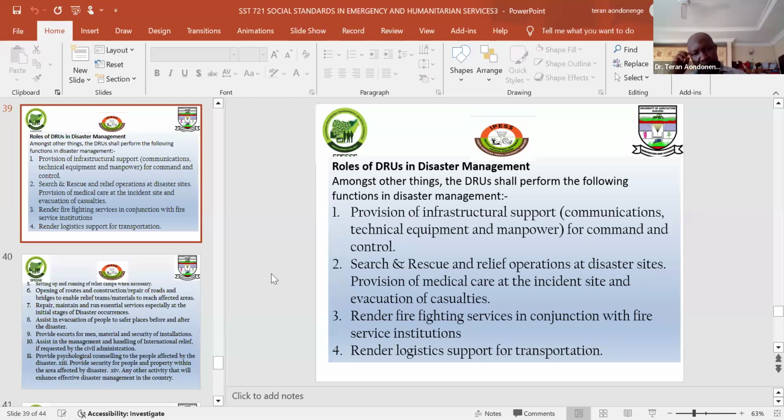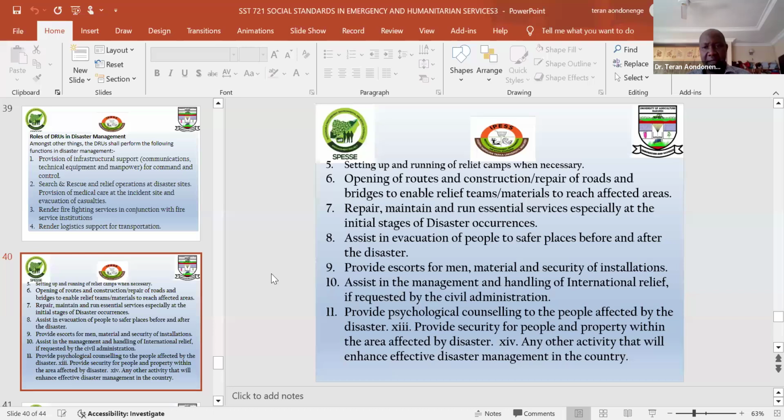Lenders, logistics support, and transportation. They tried all of that in the process of managing the disaster response unit. They did the setting up and running of relief camps, necessary opening of routes, constructions, repairs, bridges, and then enable some basic things. We are sometimes an ordinary security agency that when you need a combined force, they can be there.